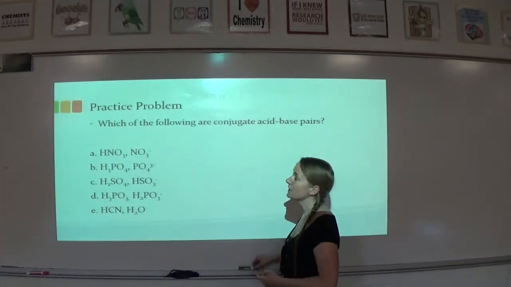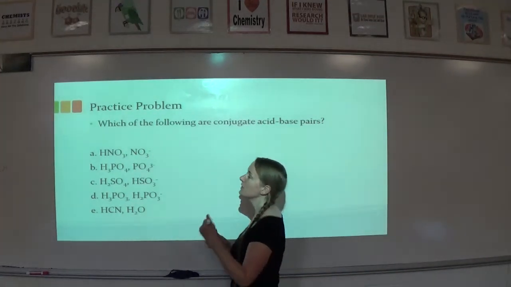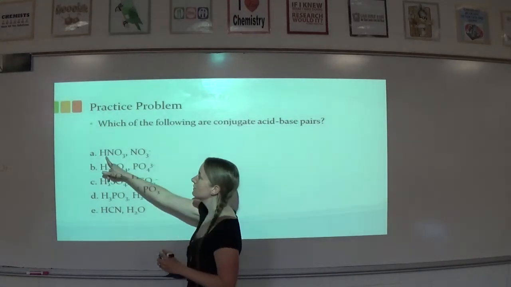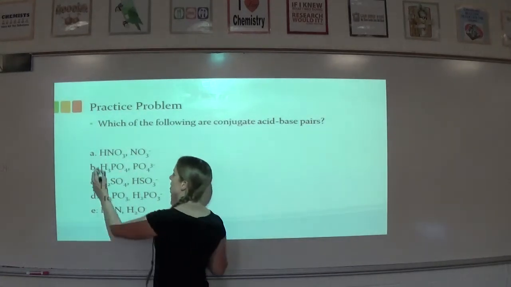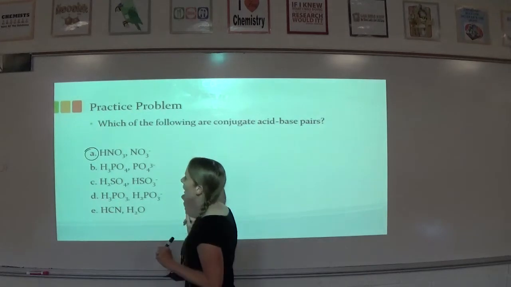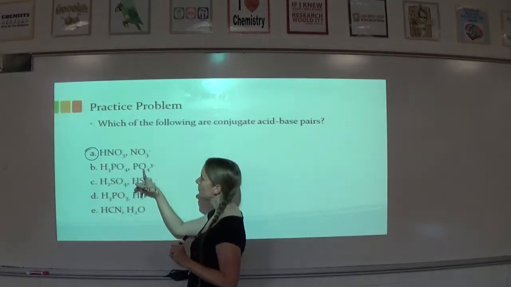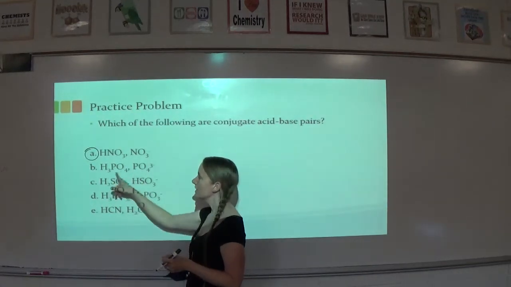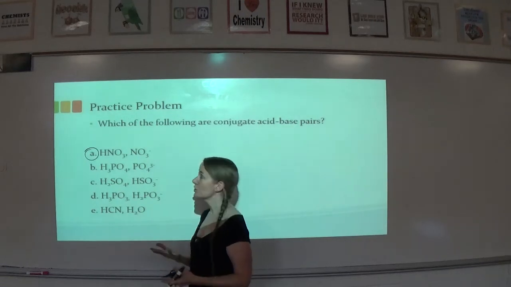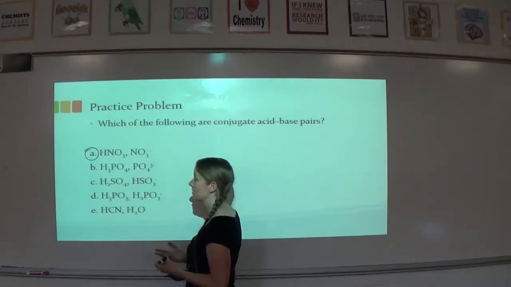But anyway, so let's look at these. So we have HNO3 and NO3 minus. So do those differ by one hydrogen? Yes. So that would be an example. All right, here we have H3PO4 and PO4 minus 3. Well, this differs by 3 hydrogens, so it is not a conjugate acid-base pair.